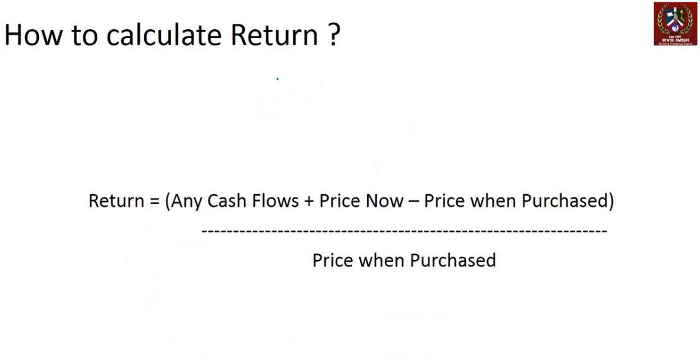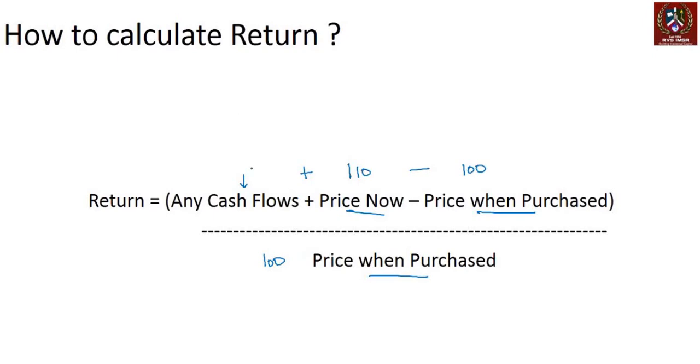We've seen this earlier as well, in terms of calculation of returns on bonds and returns on stocks. You take the price now, subtract the price when purchased, and divide by the price when purchased. And if there are any cash flows in between, you use those as well, right? For example, if you purchased a stock at 100 and the current price is 110, then your return is 110 minus 100 by 100, that's 10%.